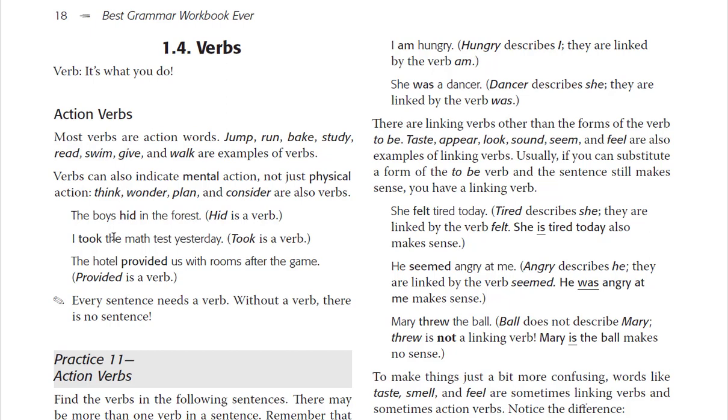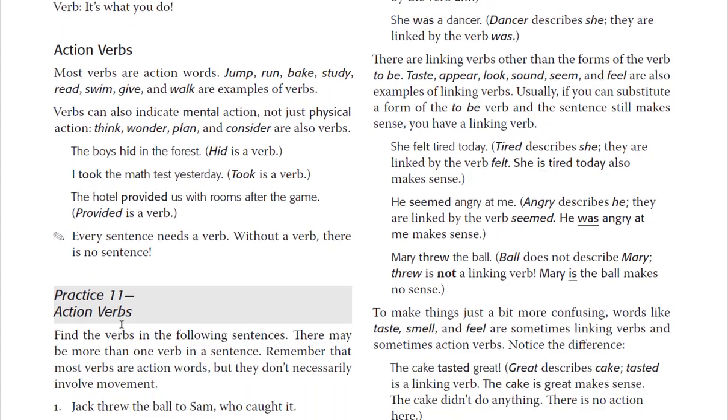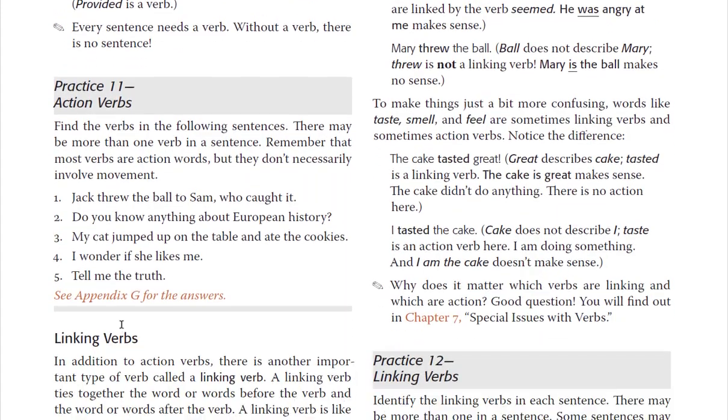You either have action verbs or stative verbs. And stative verbs are more like think, wonder, seem. And without a verb, there is no sentence, because for a simple sentence, you need subject, verb, and object.